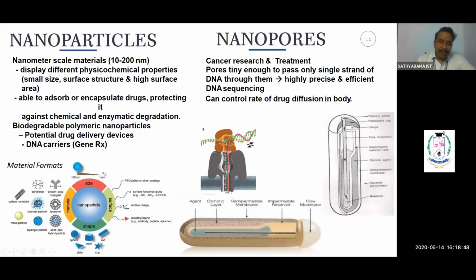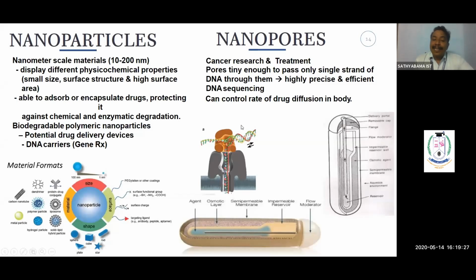We have already seen dendrimers, and the next one we are going to see is nanopores. Here it is basically used for cancer research and treatment. There are two different versions given here. This is a mechanical device which we normally call MEMS or NEMS, and this one is a naturally occurring structure where one strand of DNA is derived from the double-stranded structure. Here there is a pore present inside it through which the drugs can be transferred.